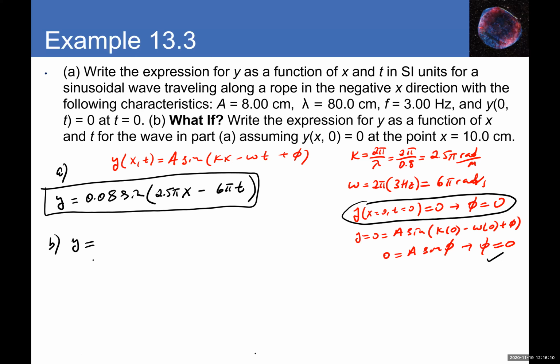So y is equal to 0 when y(0.1, 0), like that. t equals 0, but x is not 0. Okay. So that means going back to this general equation, right? Looking at this general equation, we can then try to solve it.